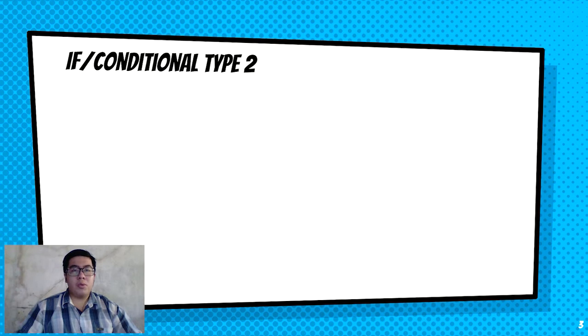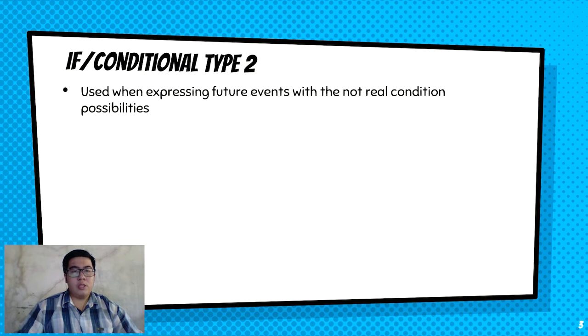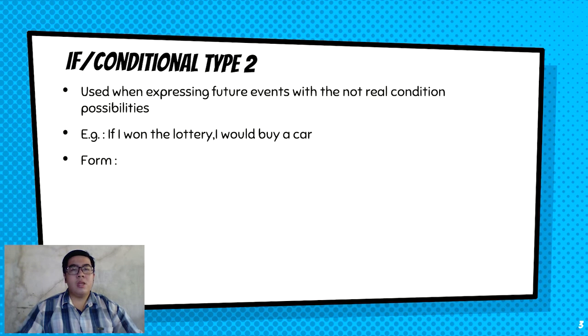Next, conditional type 2. Conditional type 2 is the same as conditional type 1, but we use it to express the future even with not real condition possibilities. It means the condition or event is not going to happen in the future. Example: if I won the lottery, I would buy a car. That's impossible to happen, or not real.